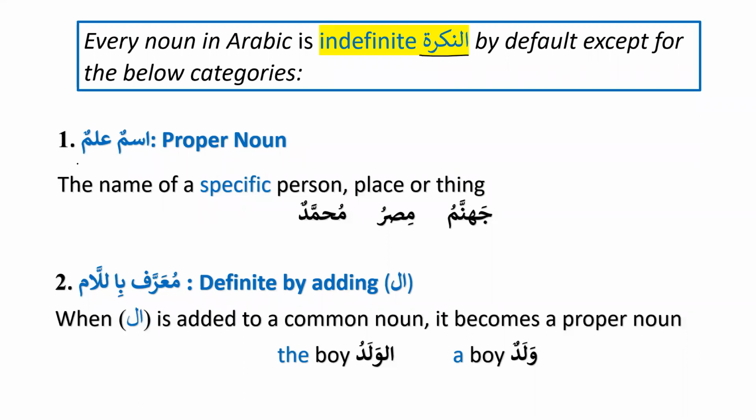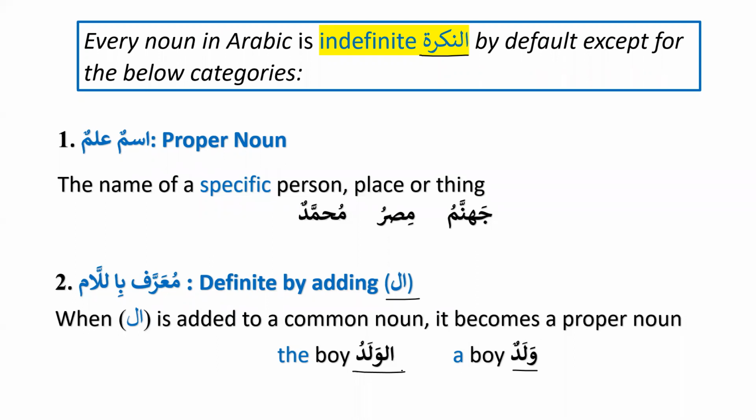So the first one that we learned, ismun alamun, a proper noun is always definite. For example, Muhammadun, Misru, and Jahannamu. Then we learned in the previous lesson that when we add the al construction to a common noun, it becomes definite. In Arabic, we say mu'arrafun billami, definite by adding al. So waladun means a boy, and when we add al to that, it is called al waladu.